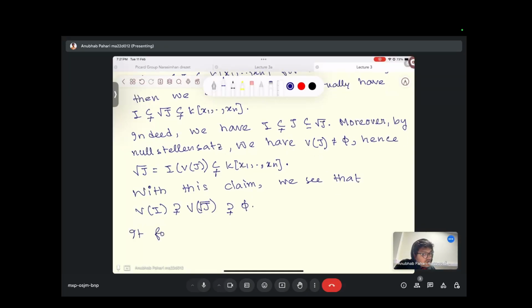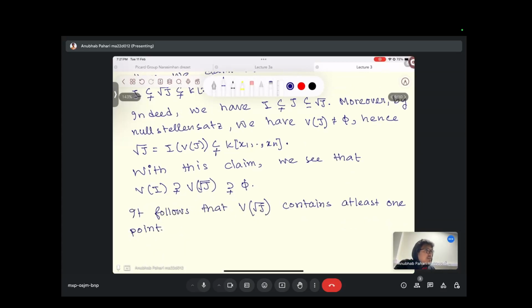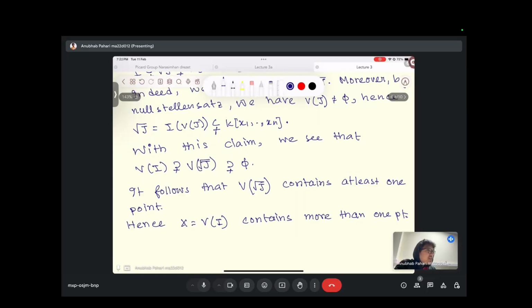It follows that V(root J) contains at least one point, hence X equals V(I) contains more than one point. So we are done, right?